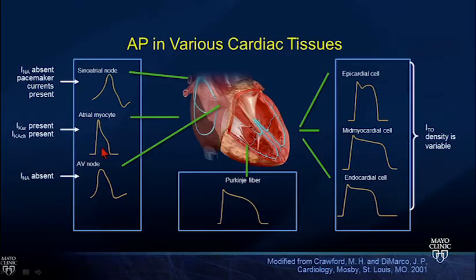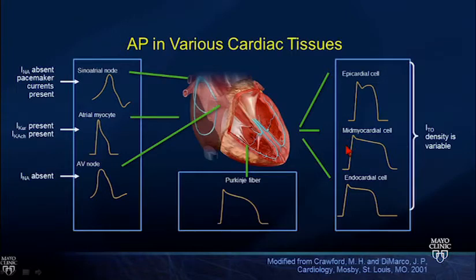When you look at the atrial action potential, there are some additional currents that are present in the atrium, IKUR and IKACH, which promote early repolarization, so the action potential is shorter in duration compared to the ventricle.